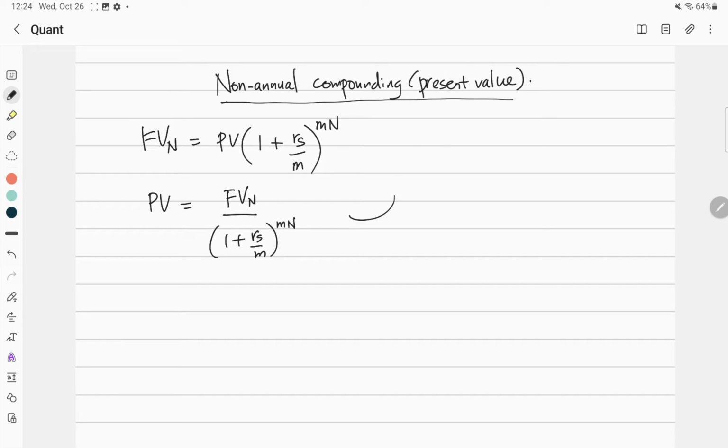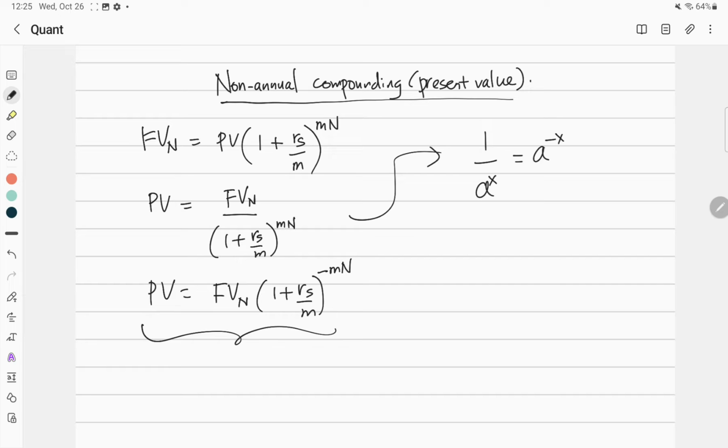Now with simple math, 1 over a to the power of x is the same as a to the power of minus x, right? So using this, we're going to bring it up. The present value is equal to the future value after n years multiplied by 1 plus rs over m, raised to negative mn, right?